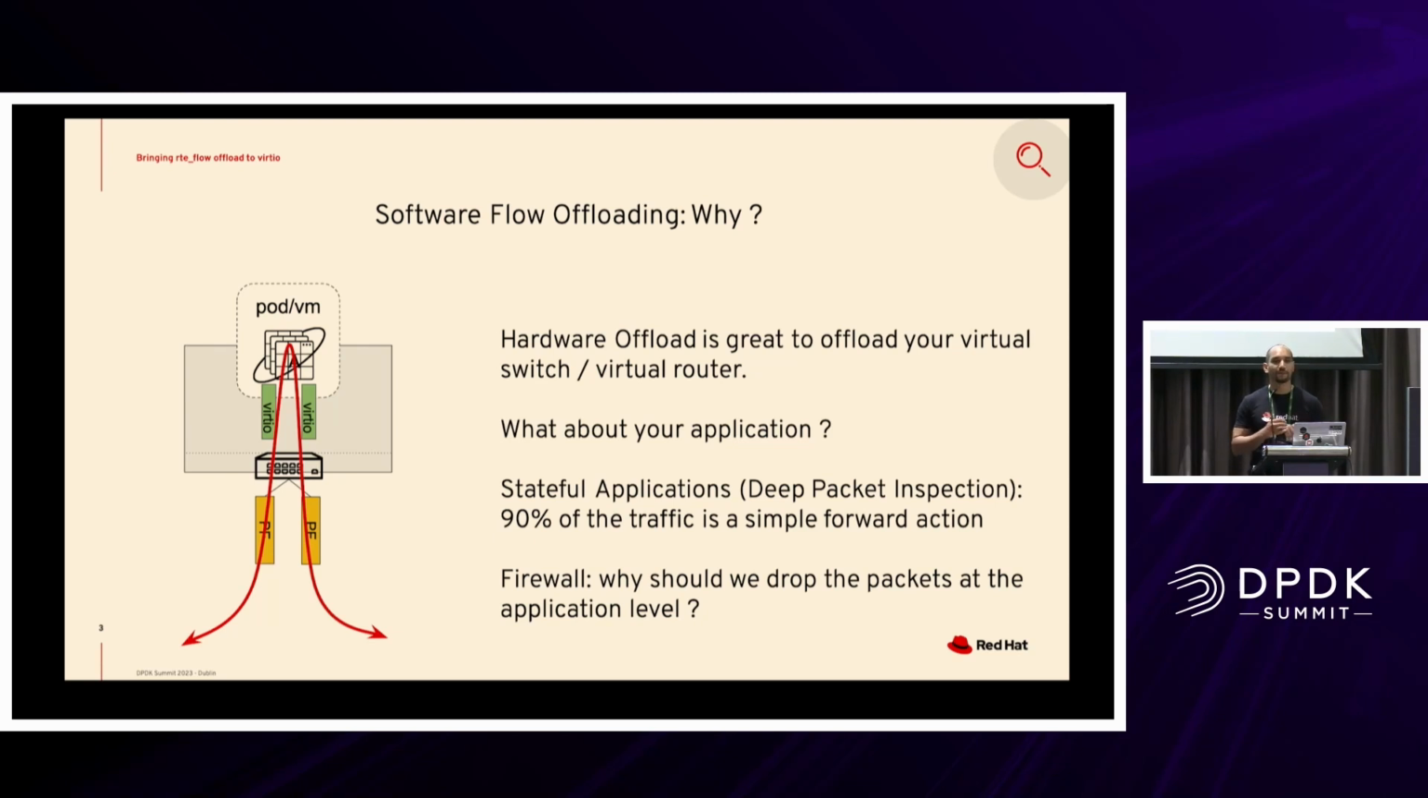Before Red Hat, I was working for a DPI company, and roughly 90% of the traffic was just, we need to forward that packet, nothing more. Only 10% of those packets had to be actually analyzed by the application. If we're looking at a firewall, why bother dropping the packet at the application level when you can do that at the virtual switch level?